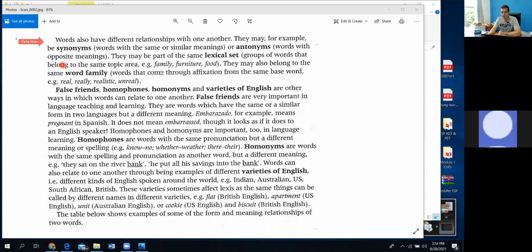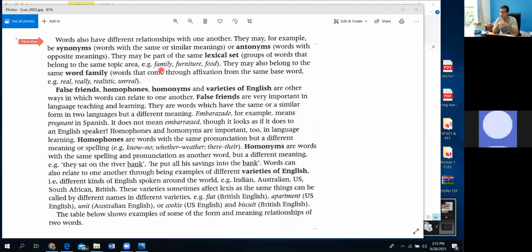How? For example, family. If you see family, there is father, mother, brother, sister, husband, wife, grandpa, grandma. All these are in the family. Uncle, aunt, cousins. But what do you call it as a whole? You call it family. So if you pick some words like cousin, uncle, grandpa, grandma, father, mother, and you ask what do you call these words in the English language, you will say these are a lexical set because they belong to the same topic area.